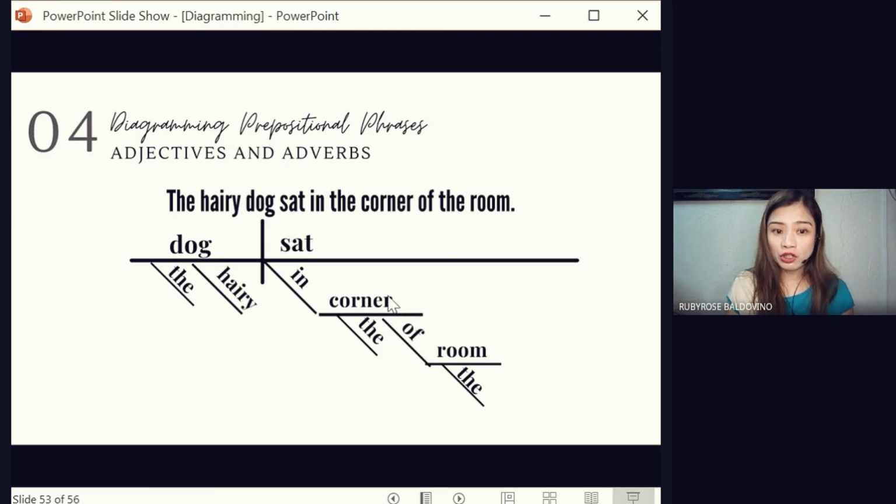That's our first preposition. So we place our preposition on a slanted line, and the object of the preposition, corner, on a horizontal line, and of course the article the. Now, which corner? It's the corner of the room. So of the room is describing the corner. So we have to make another slanted line to include the preposition of, and then the object of preposition room, and then another slanted line for the article the.